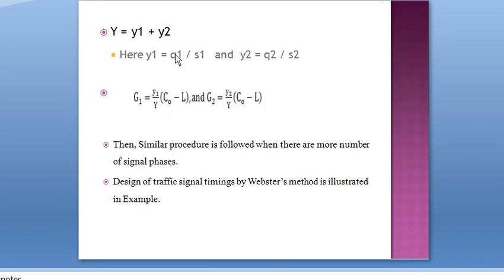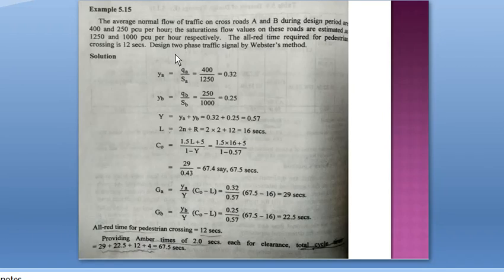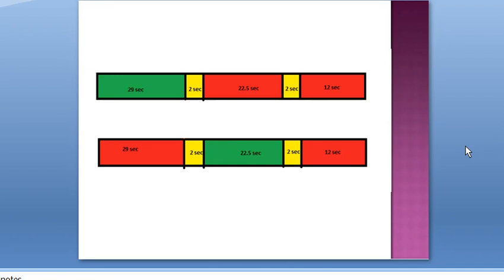I have explained one problem based on the Webster method, and this problem is explained in your Kennan Gesto textbook, but the phase diagram is not there. In the last class I drew one phase diagram, but I have modified it like this because there was a confusion regarding the pedestrian crossing time. So I have modified the phase diagram like this, and I will explain it again.